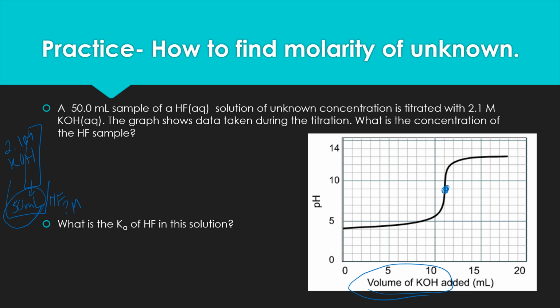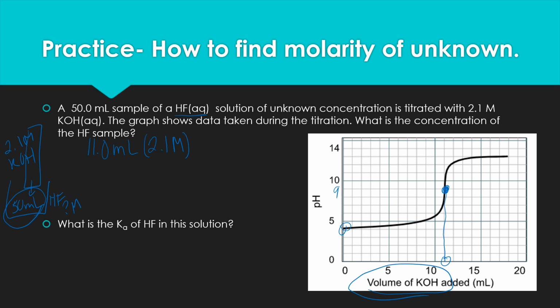Since we have HF, that's a weak acid, so that's why we're starting at a higher pH. That's something to note on our graph here. That's why our pH is shifted up, and I would estimate our pH at the equivalence point to be around 9. At a pH of 9, our volume is that first line after 10, so our volume is 11 milliliters. So we've got 11.0 milliliters of 2.1 molar KOH.